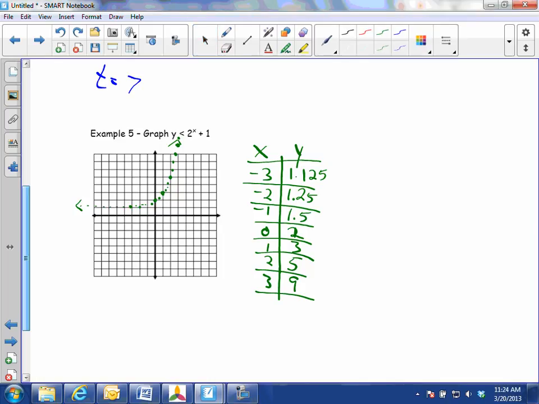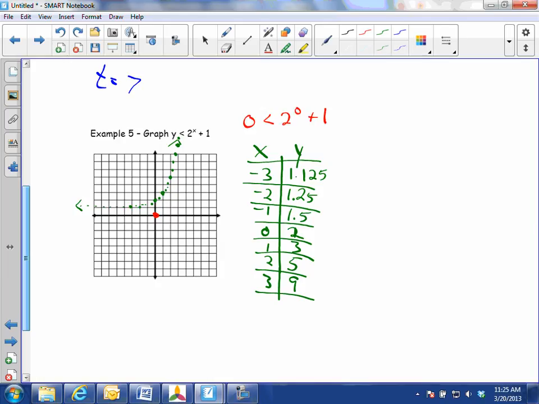Okay, now to figure out which side to shade, I think the easiest is to plug in 0, 0. If it's true, then we shade this way. If it's not true, then we shade on the other side. So we plug in 0, 0 for x and y. So this is what we would have.